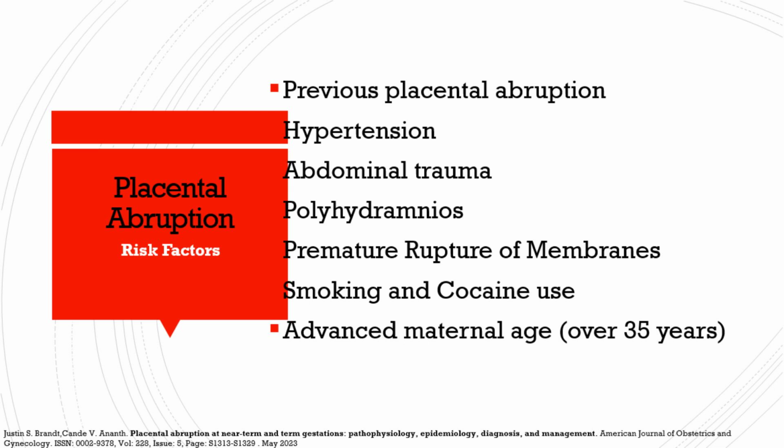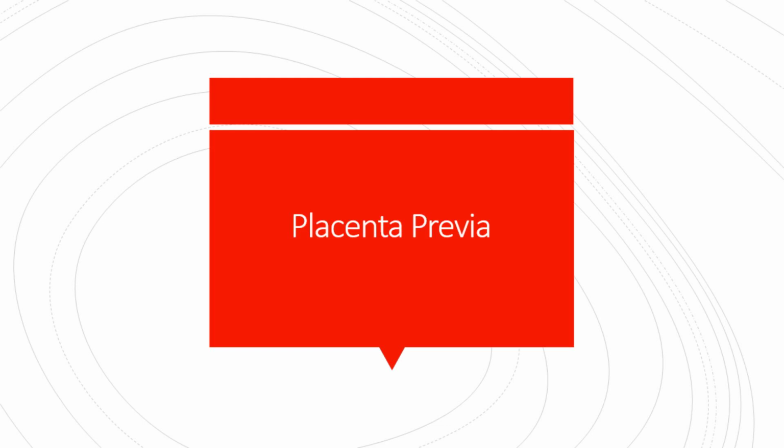Things that cause sudden uterine decompression, such as premature rupture of membranes, delivery of the first twin, or trauma like motor vehicle crashes, falls, or domestic abuse during pregnancy, place a patient at higher risk for placental abruption. 1 in 10 patients in the third trimester who use cocaine will have an abruption. Cigarette smoking increases risk by 4-fold. Let's move on to discuss placenta previa.